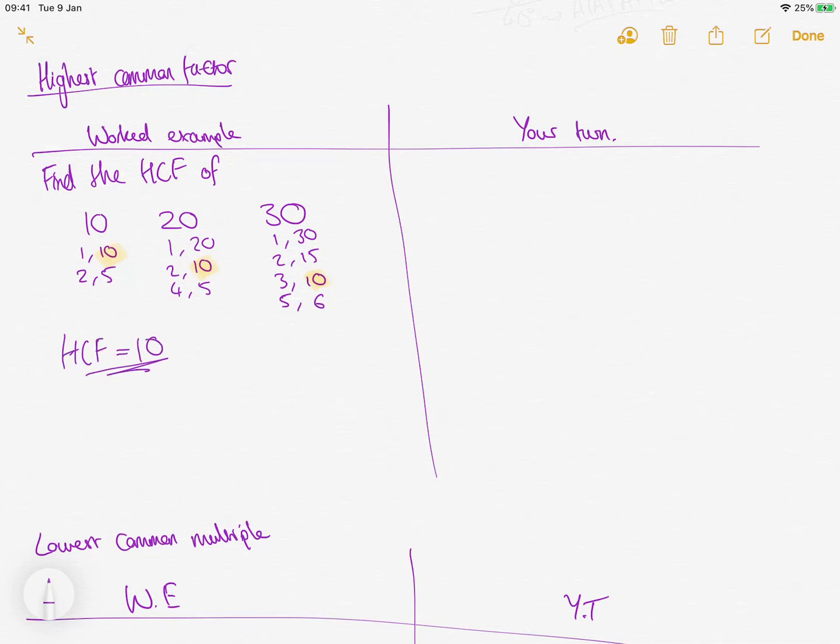So I'll just talk through what I did now. If you're ever asked to find the highest common factor, key word is factor. Think, right, if it's highest common factor, I need to write out my factors. Write out the factors of these three numbers, and then find the highest one that's common to all of them.